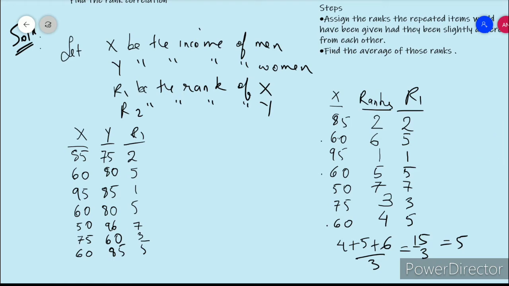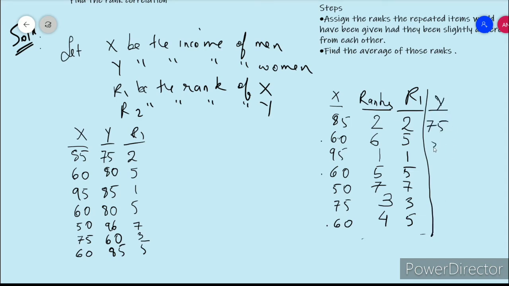Next, we calculate for the Y series. So use the same space over here. Let's see the Y series now. So Y values: 75, 80, 85, 80, 96, 60 and 85. So in ascending order, okay, because for items that get repeated, we assign them the ranks that they would have been given had they been slightly different from each other.